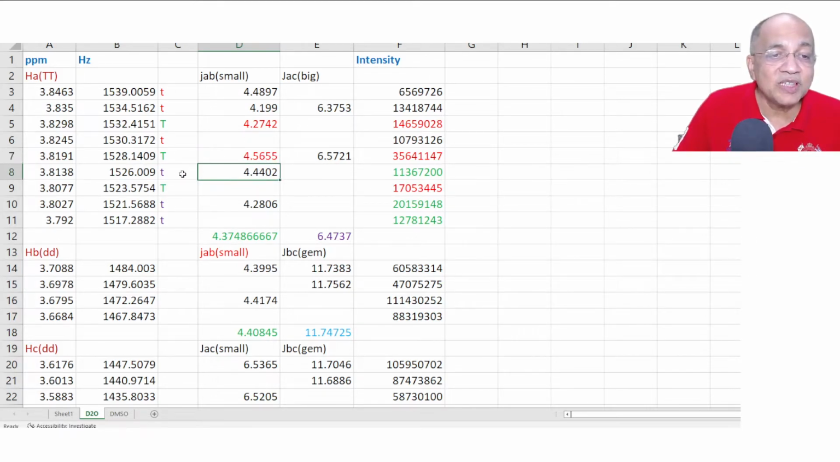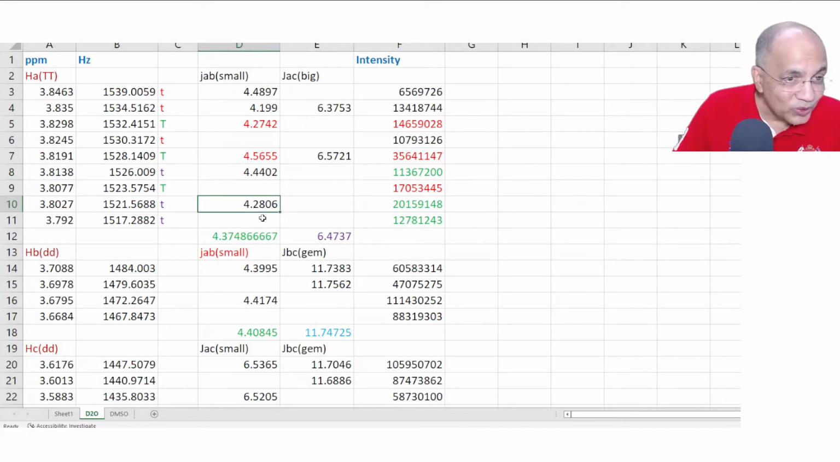You can go for this and this. This is B8 and B10. And you can go for the last two. Just like first two, last two. And we take an average. So the small j we find first, it is 4.37, something, forget.